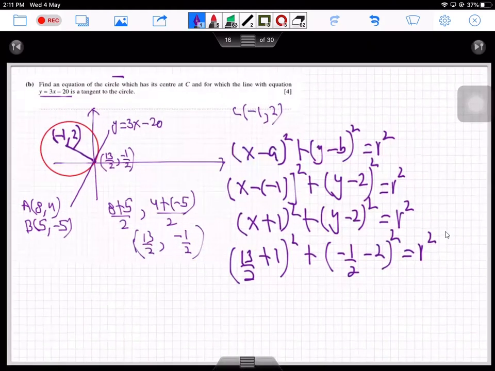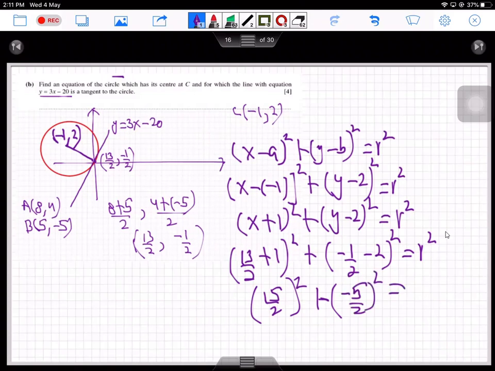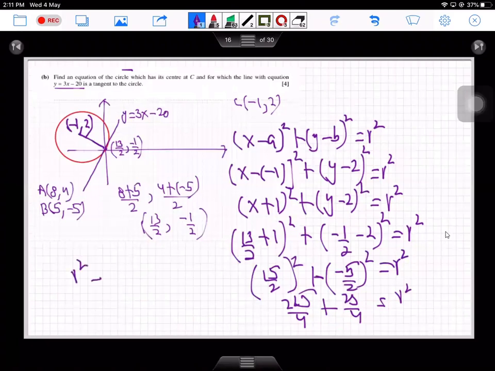So 13 over 2 plus 1, this is 15 over 2, 15 over 2 whole squared, and then plus minus half minus 2, this is minus 5 over 2, minus 5 over 2 whole squared, and this is equal to r square. So 15 over 2 squared is 225 over 4, 225 over 4 plus minus 2.5 whole squared, this is 25 over 4. Okay, so the value of r square is supposed to be 125 over 2, or you can say 62.5. R square is equal to 125 over 2 or 62.5.